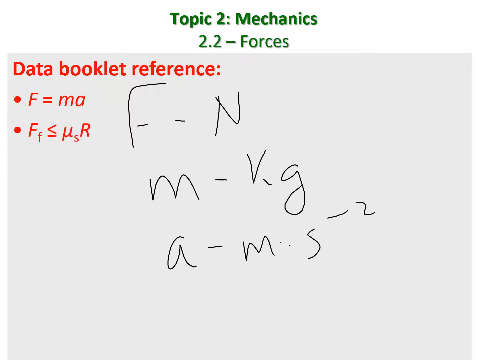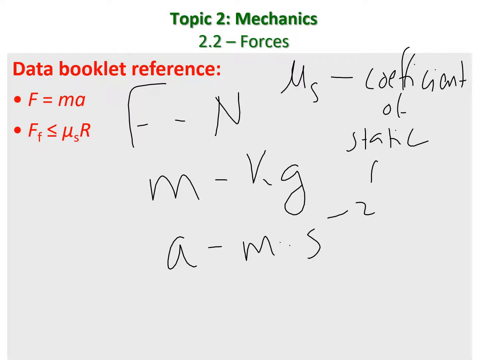The second equation in the data booklet is the force of friction, F sub F, is less than or equal to mu sub S times R. Mu sub S is the coefficient of static friction. It is a unitless number. You use the coefficient of static friction when an object is not in motion, it just rests on a surface. R is the normal force.